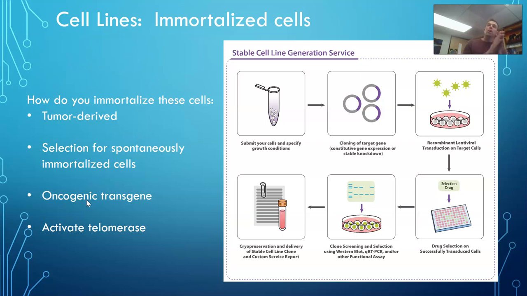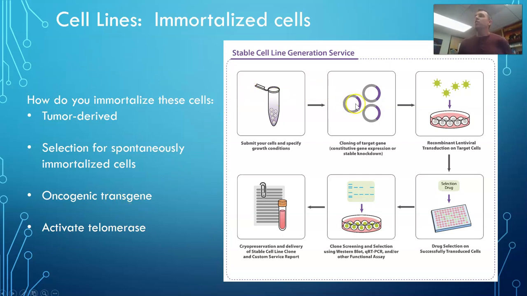And so if you transfect these cells with the oncogene, then you're basically causing these cells to continue to divide. And these are often transfected using viral transfection agents. And you can activate telomerase. So this basically is just reactivating that telomerase that re-extends the telomeres so that the cells don't die after a certain number of divisions.